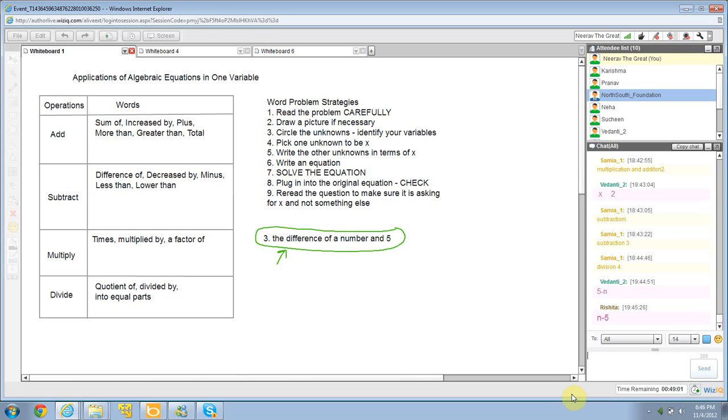15 times the number decreased by the number is 42. Find the number. So there's a couple steps to this. First of all, you guys have to decode this first part. 15 times the number, this is your first part, decreased by the number. So you guys have to make an expression out of this. Now, what does "is" mean?